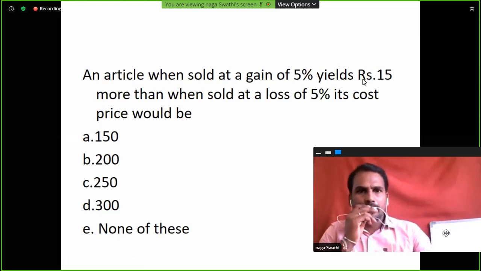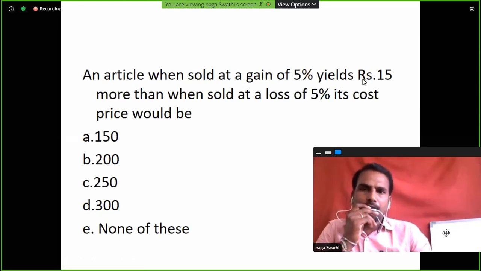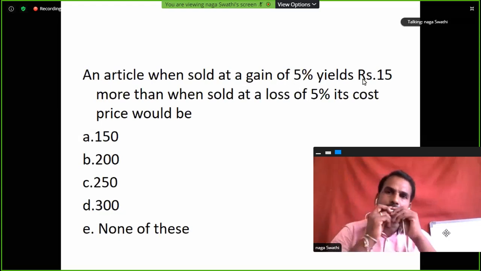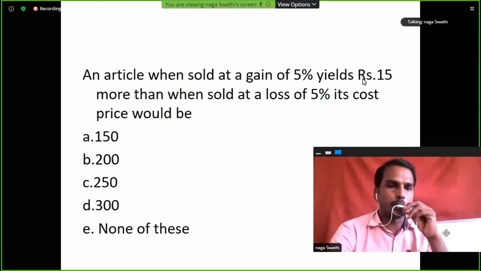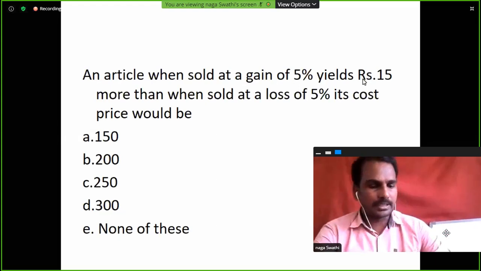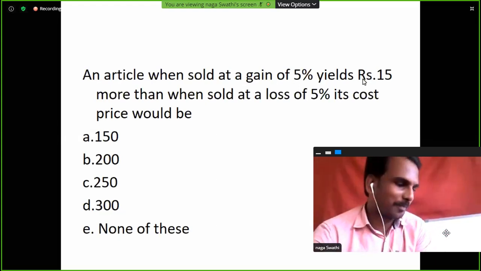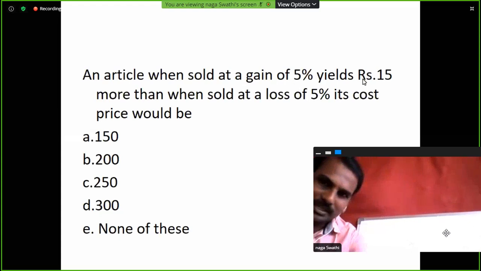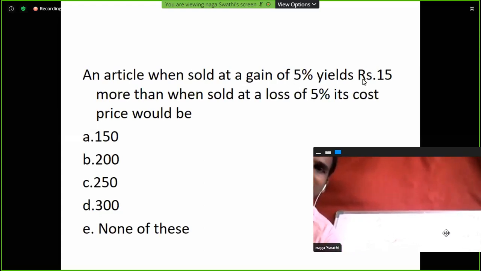First question. An article when sold at a gain of 5% yields 15 rupees more than when sold at a loss of 5%. Its cost price would be dash. Option A 150, option B 200, option C 250, option D 300. Option E, our best friend, none of these.